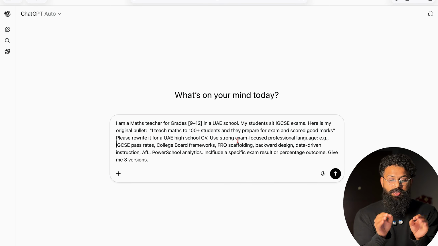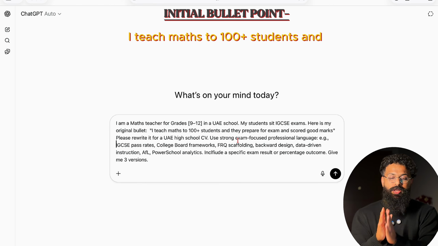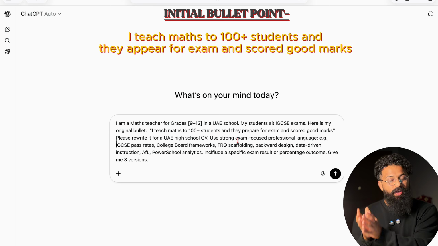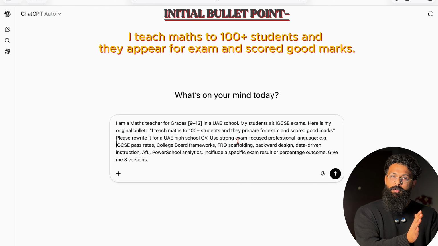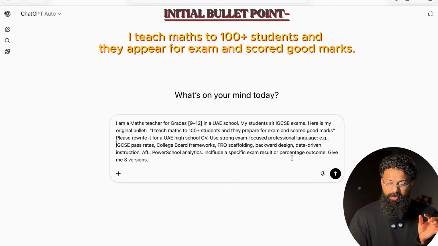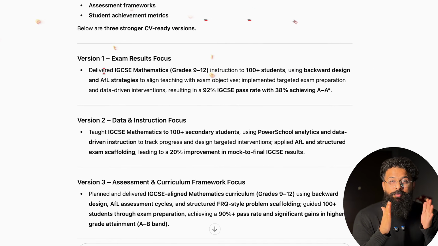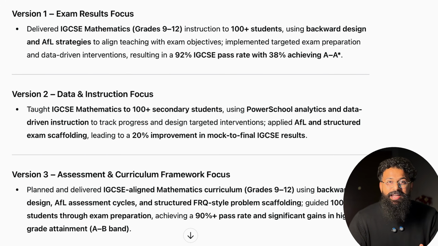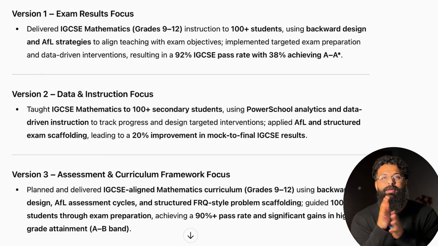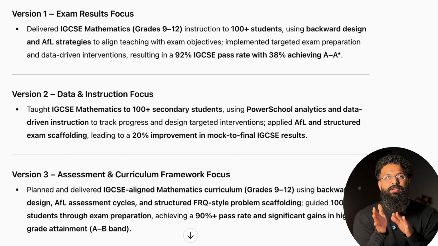So if you see, my initial experience bullet point was I teach maths to 100 plus students, they prepare for exams, they score good marks. This was it. You copy paste the prompt into ChatGPT, fill in your initial, and let's see what we get. It comes back with proper professional language, a proper IGCSE framework. It is data driven, there's AFL, a measurable outcome is there also. And this is basically the difference between a CV that gets shortlisted and the one that doesn't.